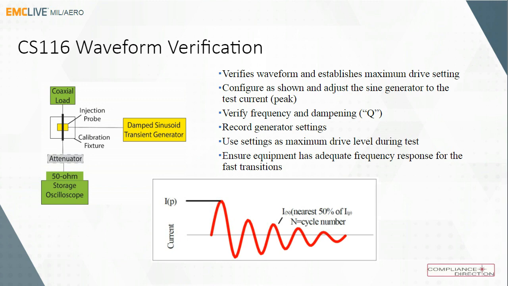Ensure that the equipment has the frequency response for the fast transitions associated with the higher frequencies that we're doing. Remember, CS116 calibrates at least 6 nominal frequencies plus known resonances if we can establish those. Most of the time we have little information, and 461 is more generic, so we don't know where the resonant frequency may appear in the real installation.